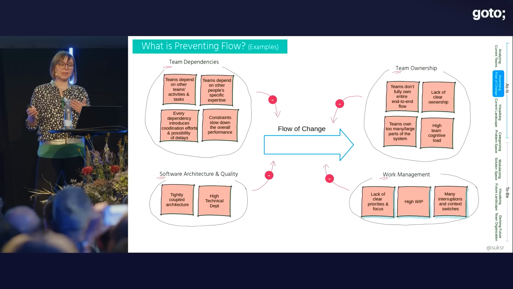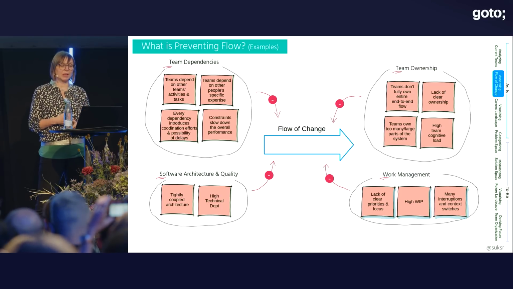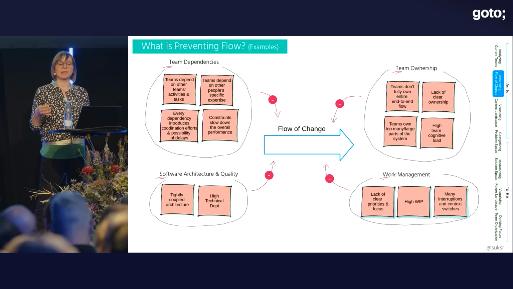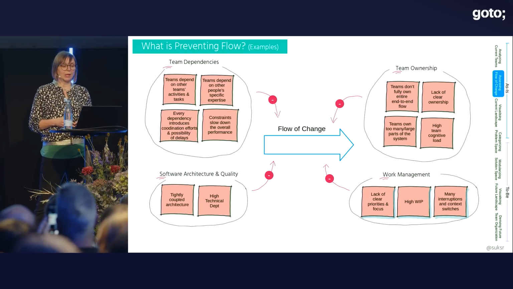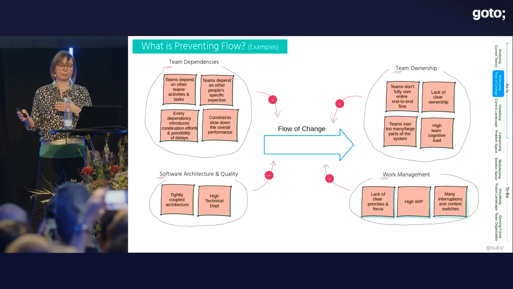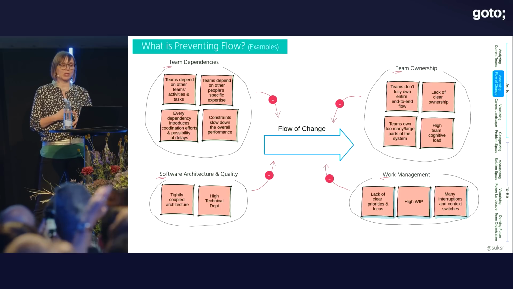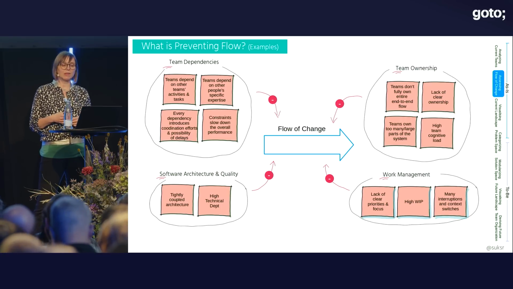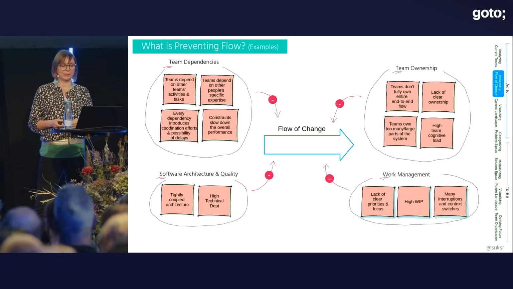And when teams lack priorities and focus, they often try to work on multiple tasks at once, resulting then in higher work in progress and jumping between multiple tasks without completing them. And frequent interruptions, unplanned work, this is leading then to a high amount of context switches, which is then also impeding our flow of changes.